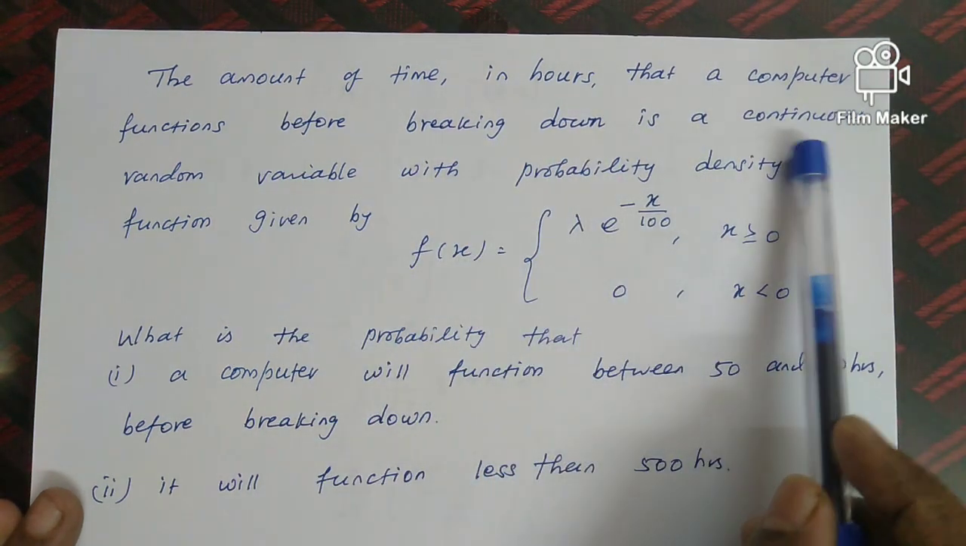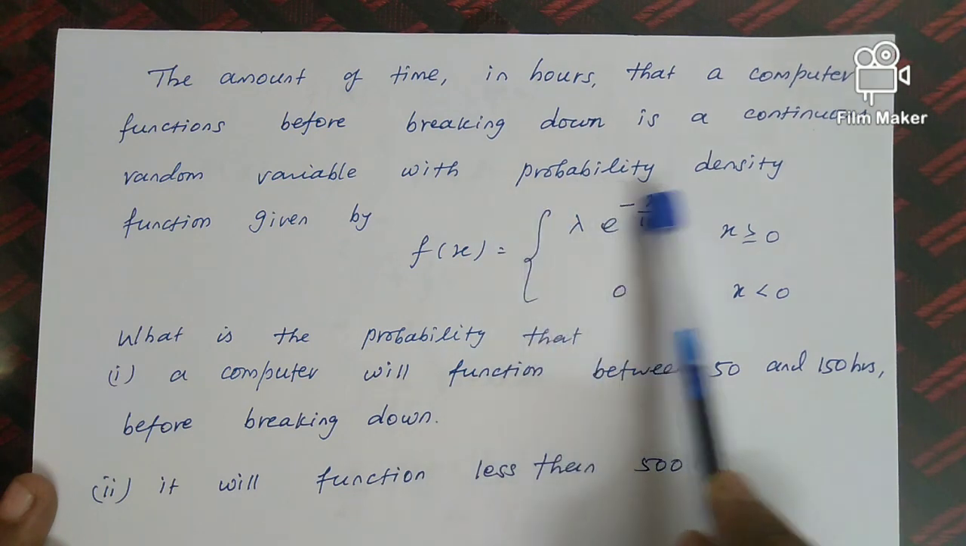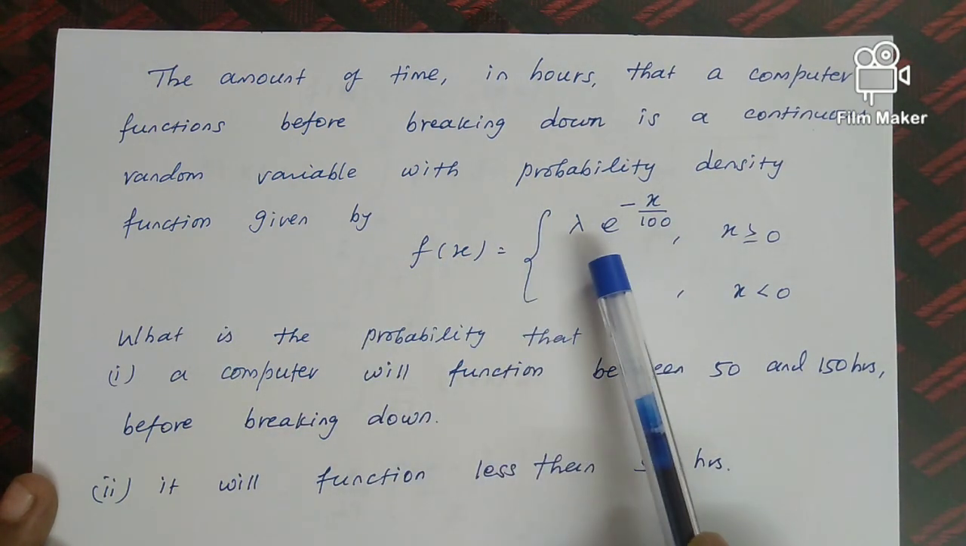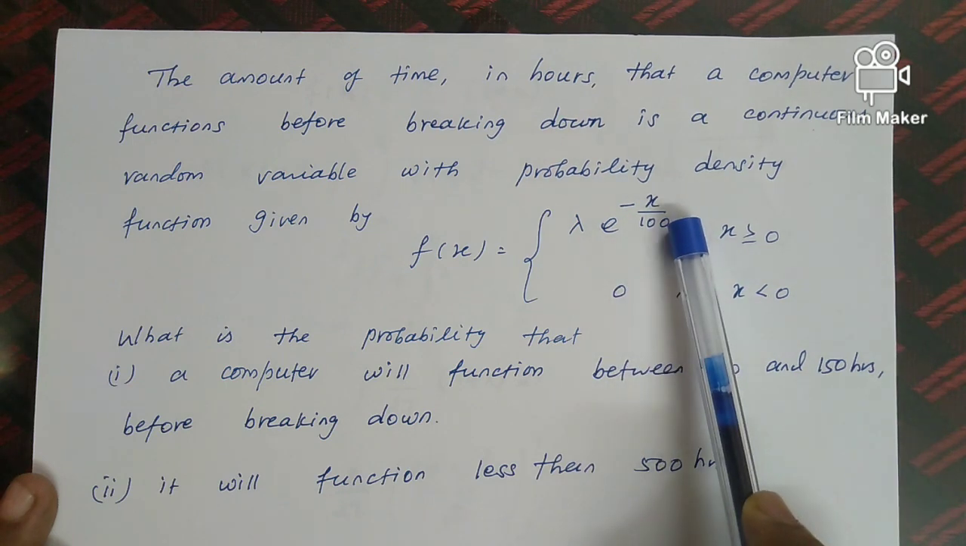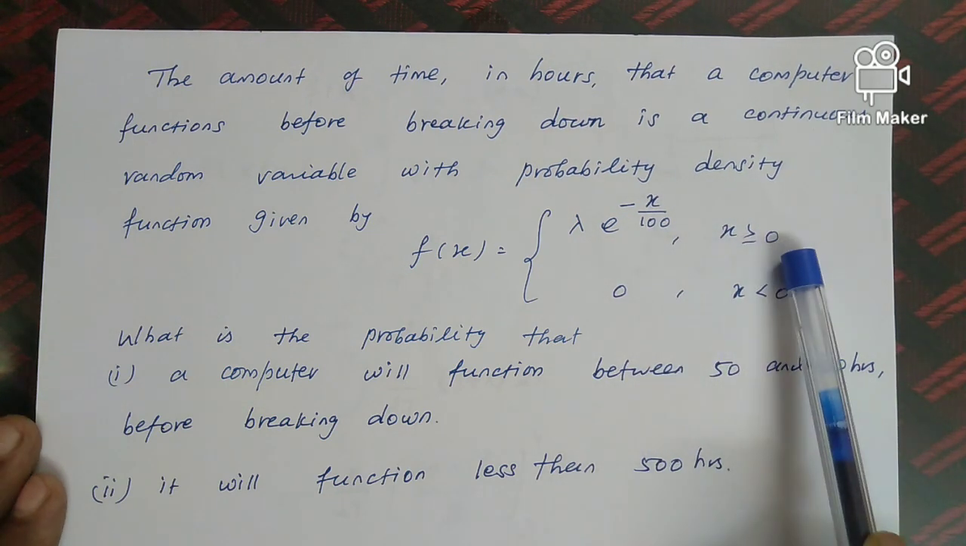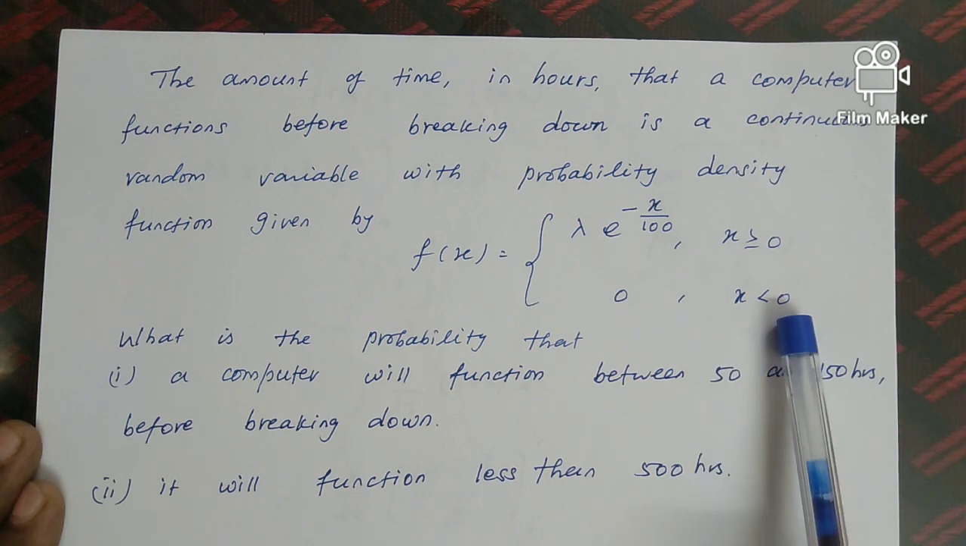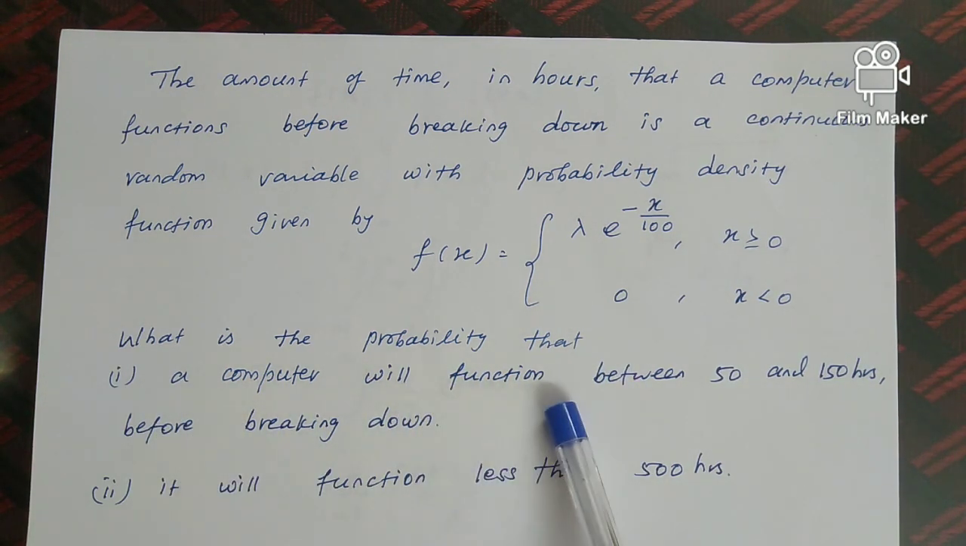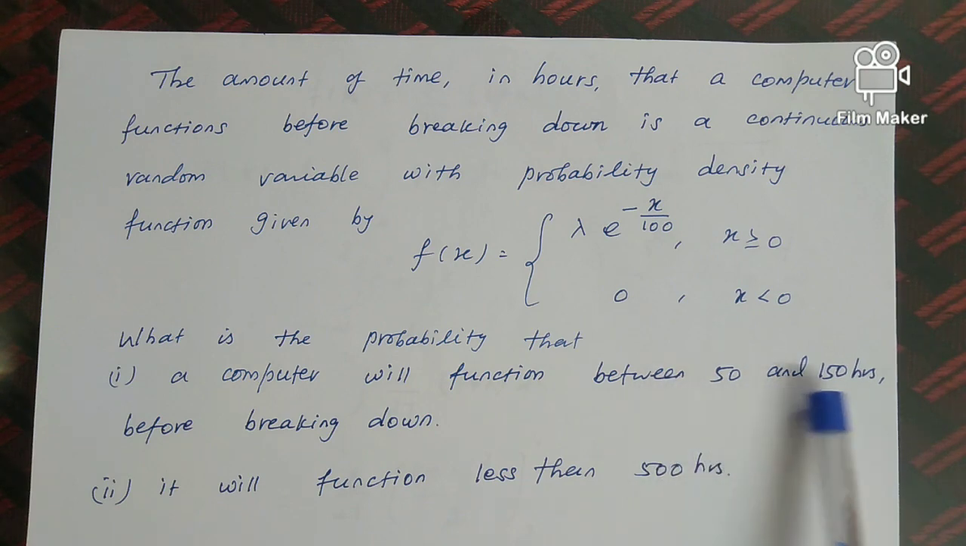Okay. So the next question is: the amount of time in hours that a computer functions before breaking down is a continuous random variable with the probability density function given by f of x is equal to lambda e power minus x by 100 for x greater than or equal to 0, and 0 when x less than 0. What is the probability that a computer will function between 50 and 150 hours before breaking down? And the second one is, it will function less than 500 hours.